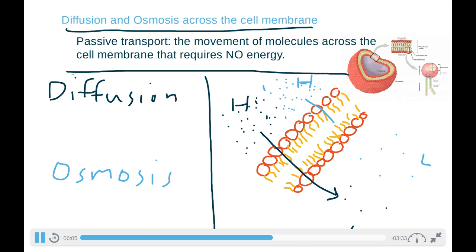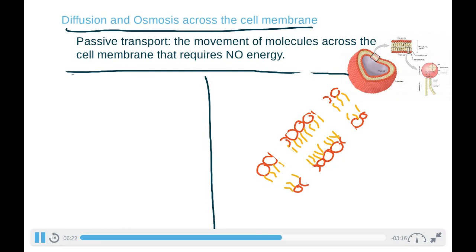It does take a little bit longer for water because the phospholipid bilayer has hydrophobic lipids in the middle, so it takes the water molecules a little bit longer to get across, but they eventually will. Okay, now both diffusion and osmosis across a cell membrane happen with very tiny molecules. If you have a larger molecule, like sugar, for example, then you would need some different form of transport, and that is called facilitated transport.